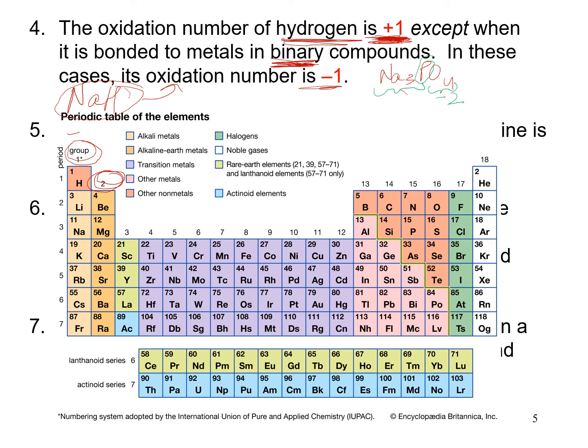So group 1 will always have an oxidation number of +1. So for instance, sodium. If you find sodium, it's always going to be +1. Next, group number 2 will always be +2. For instance, if I see a compound with magnesium, I know the oxidation number of magnesium. It's always going to be +2. Next, the rule said group number 14, 15, sorry, it didn't include 14. It included 15, 16, and 17.